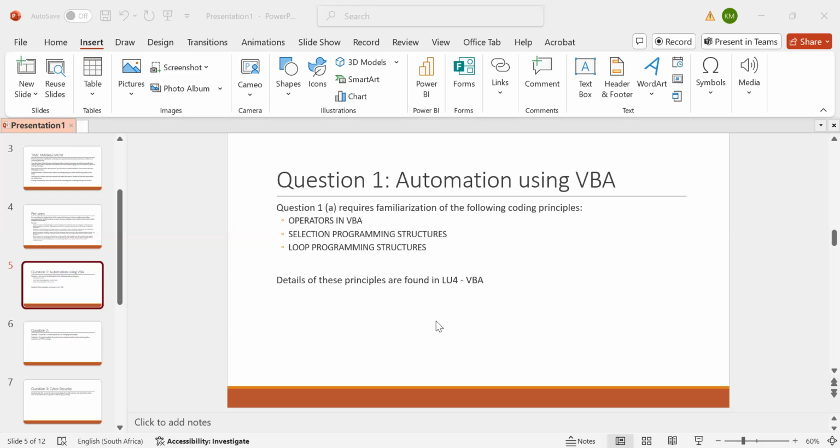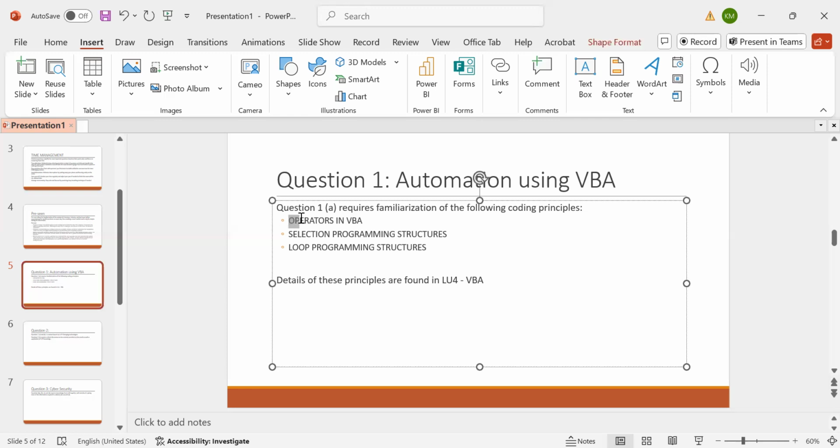So, the knowledge areas that you need to know: for you to create all these calculations for L, M, N, you need to have knowledge of the following coding principles. For example, you need to know about operators in VBA. There's a topic, if you look at Learning Unit 4, it does not specifically include, but it gives you the reference of operators. What are the operators you need to know? This we shall cover when we do this question in full.